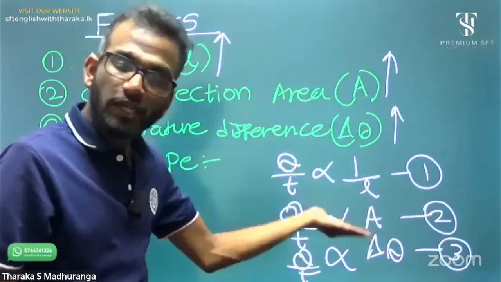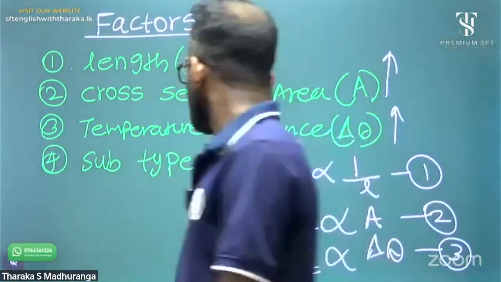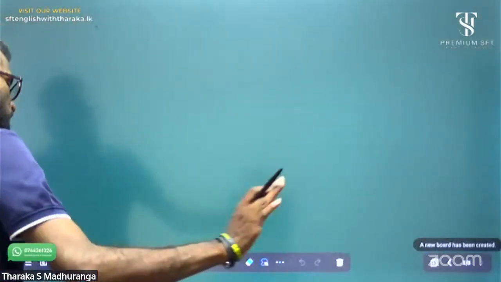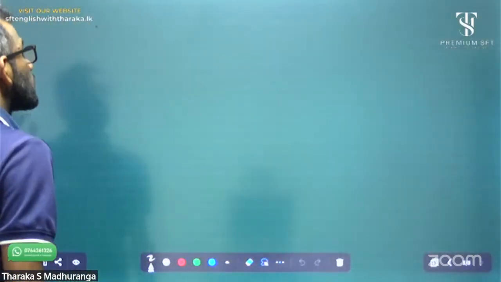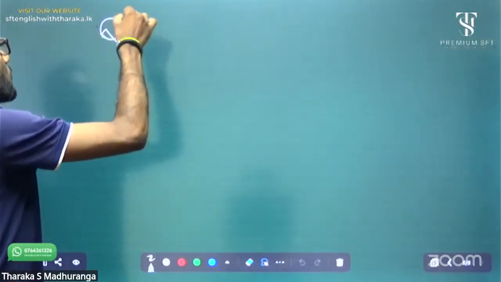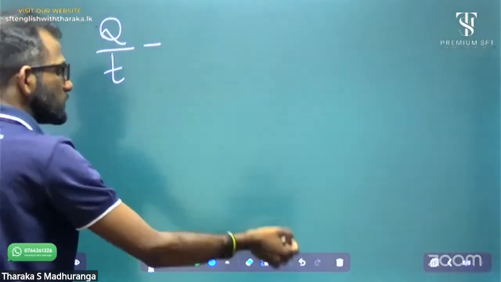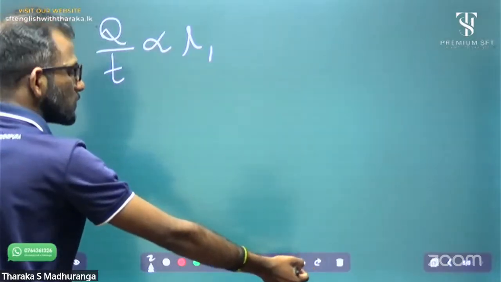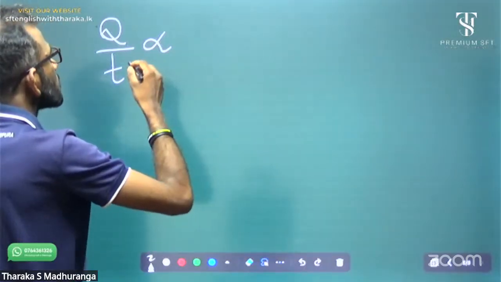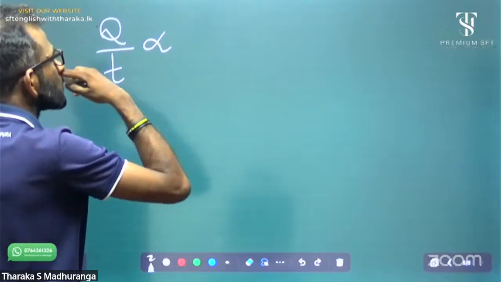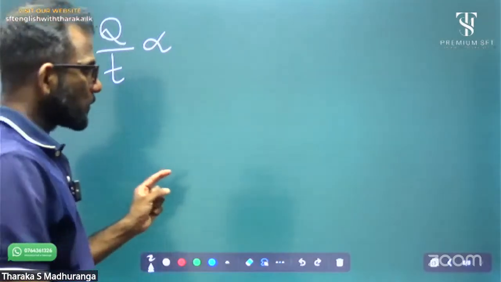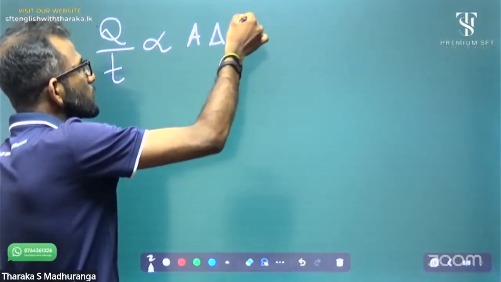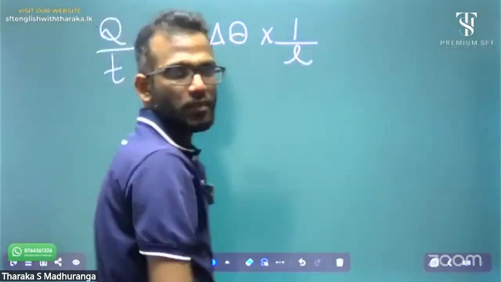Likewise, we now have 3 relationships. Using these relationships, I can get a very important equation: Q over T is directly proportional to A, delta theta, into 1 over L.